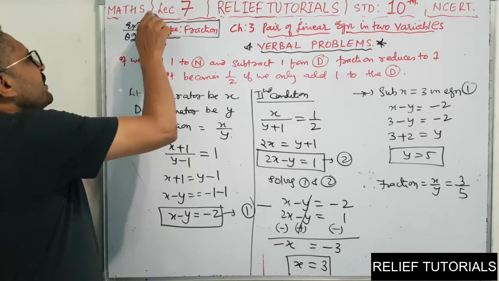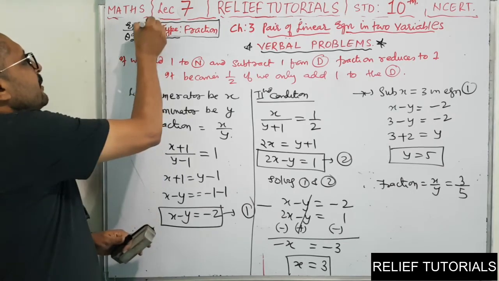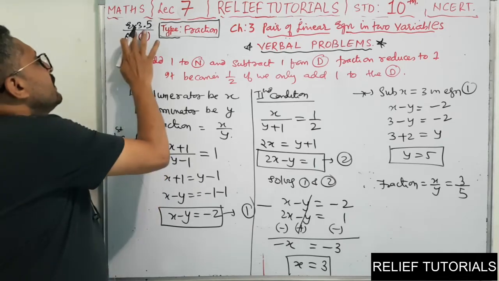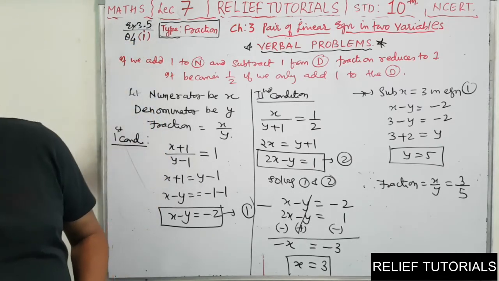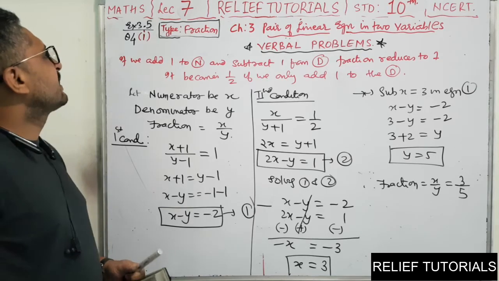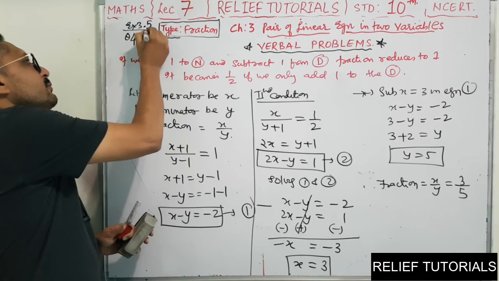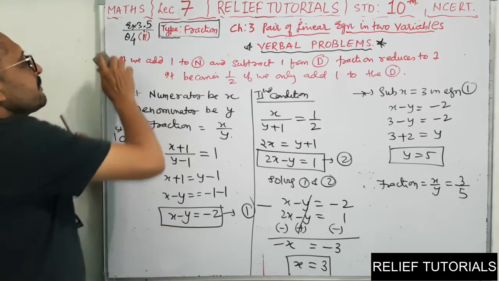See, now exercise 3.5. Exercise 3.5, question number 4, and the sub question is 2. So we are doing question number 4, sub question 2. Clear? So now I will write the question.